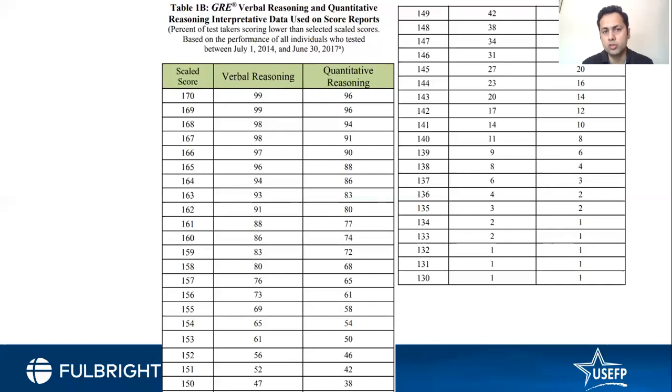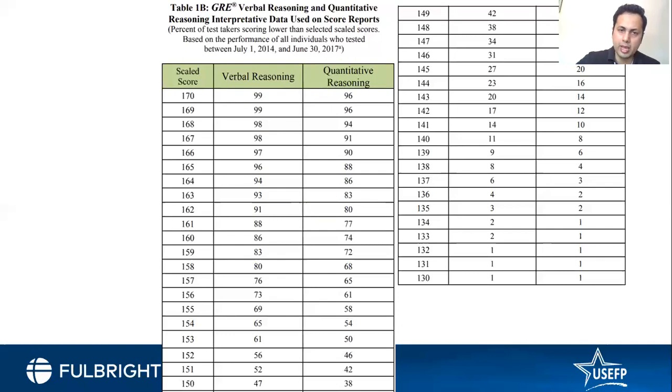But if you're applying for English linguistics, or history, or some social sciences which require a lot of writing, you need to have good verbal. If a university requires GRE for MBA, then both your quantitative and verbal are equally important. So it depends on what you're looking for and what score you should get.